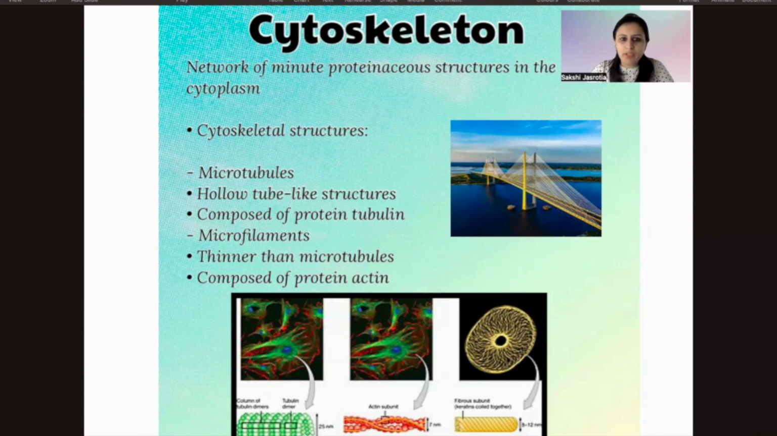I hope whatever we have done so far is very much clear to you. We have spoken about the various organelles which are present in the cell, about the membranes which are present around them, and so on. Now we come to the next part, which is the cytoskeleton.